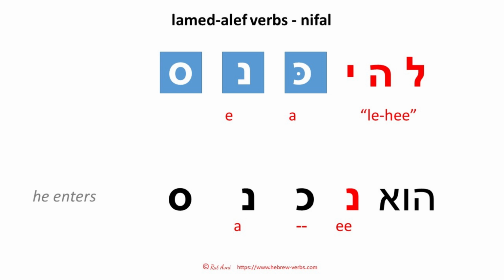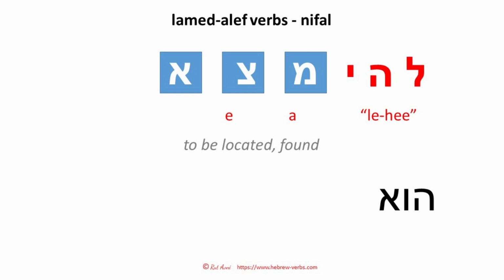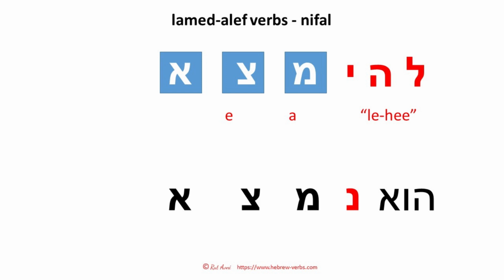Now back to our Lamed Aleph root in Nifal. We now do exactly the same. We exchange lehi for a nun. Then we add the other letters of the root. That means we add the root. And now the present tense vowels. With this we come to hu, nimtsa. You see, this is what it is.